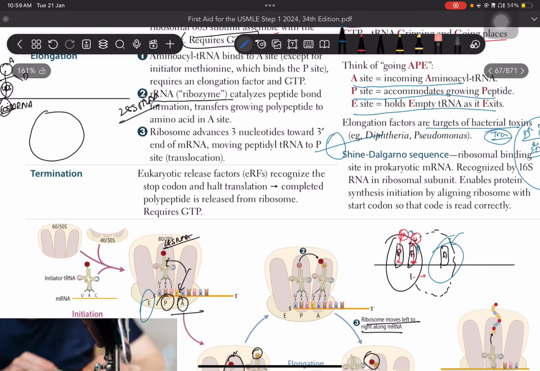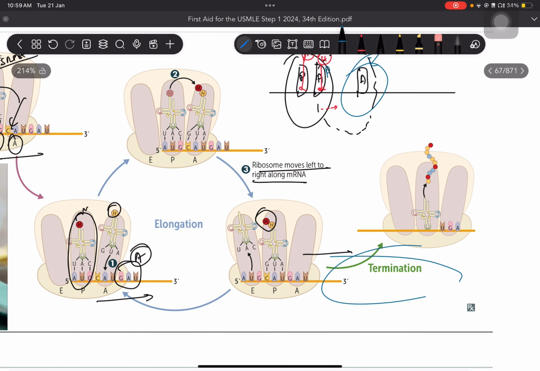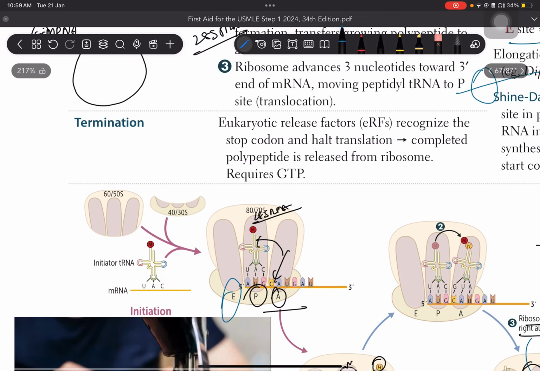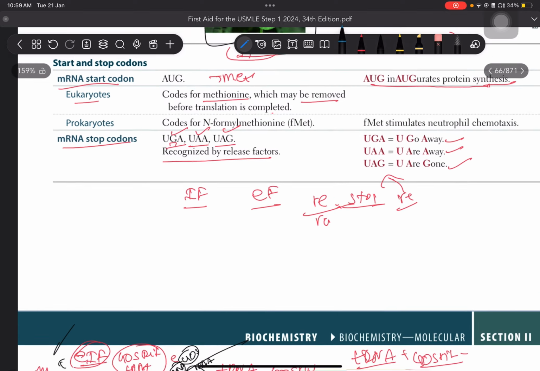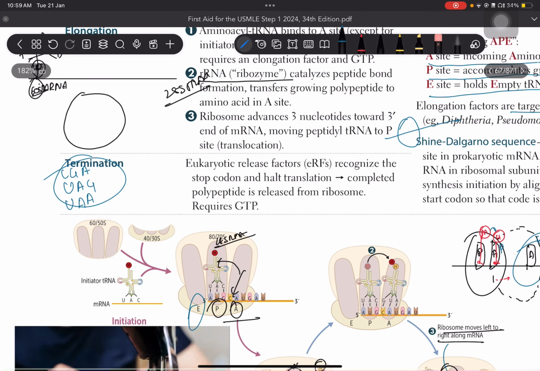Okay, clarified. Now you have a newly formed peptide chain over here, and you need to terminate. Your P site has the newly formed chain, and you need to terminate the sequence. When you have your UAG, you are gone, and so with the other stop codons. When these codons are recognized by the release factors, your translation will complete. The release factors recognize the stop codon, the whole translation is completed, and the polypeptide is released from the ribosome. This requires GTP.